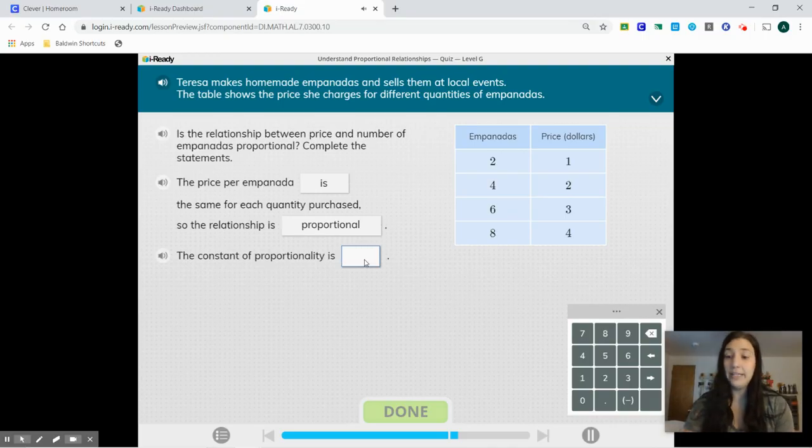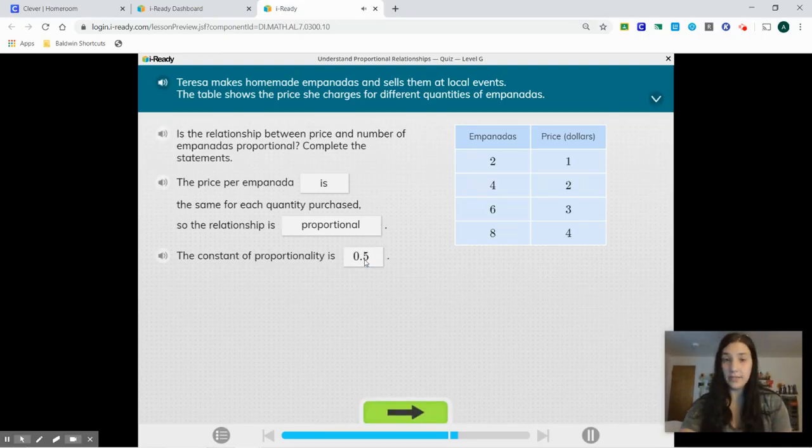And the constant of proportionality is 0.5 or 50 cents.